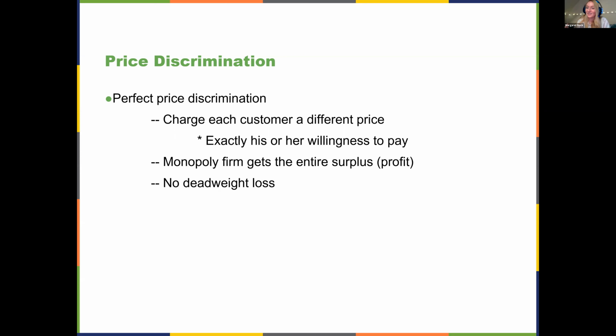And by doing this, if the monopolist is able to figure this out for every single customer, there would technically be no deadweight loss to society. So even though the consumers aren't getting any extra benefits, because the one single producer is getting all of the extra benefits, by the definition of what we're calling economic welfare, society is better off.